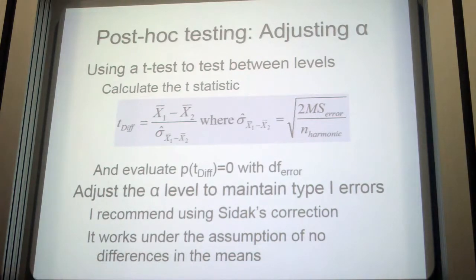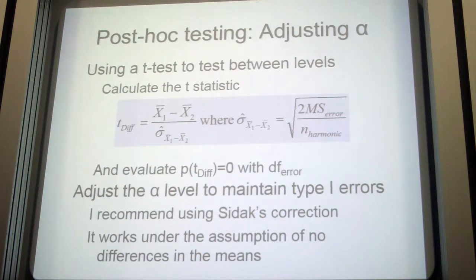And we calculate that standard error of the difference using the usual things of 2 times the mean square error. So we're actually doing mean square error 1 plus mean square error 2. Comparing two variances, you always add. And we divide it by the harmonic mean of the ns in the different samples. So we just do a t-test. We evaluate the probability of the t value of the difference equaling 0, and it has the error degrees of freedom. I recommend using Sidak's correction.